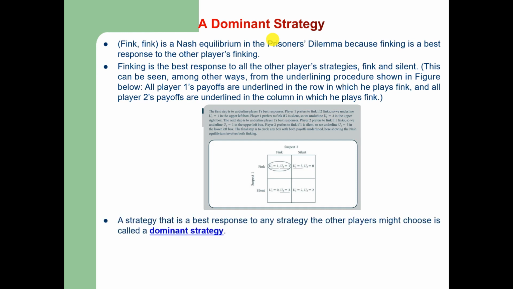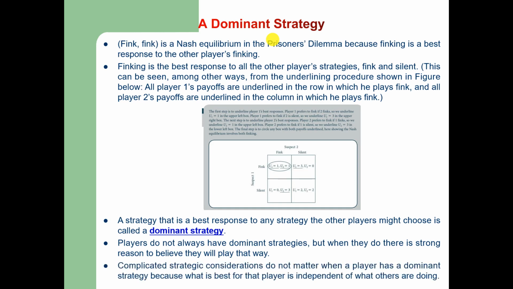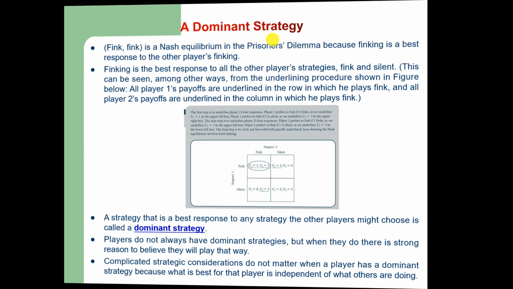A strategy that is a best response to any strategy the other players might choose is called a dominant strategy. Players do not always have dominant strategies, but when they do, there is a strong reason to believe they will play that way. Complicated strategic considerations do not matter when a player has a dominant strategy, because what is best for that player is independent of what others are doing.